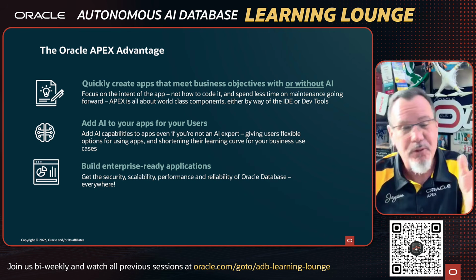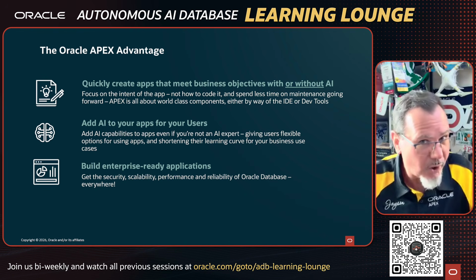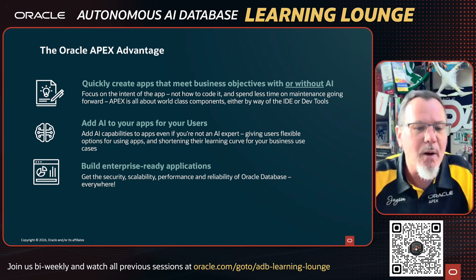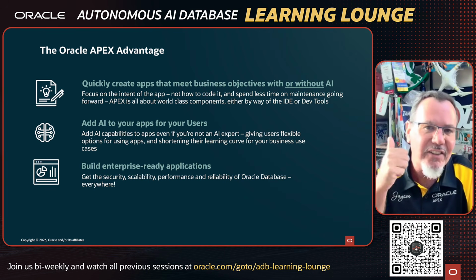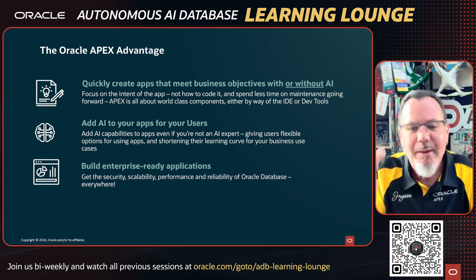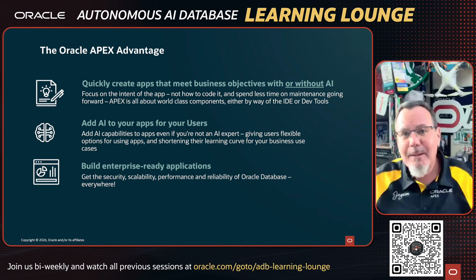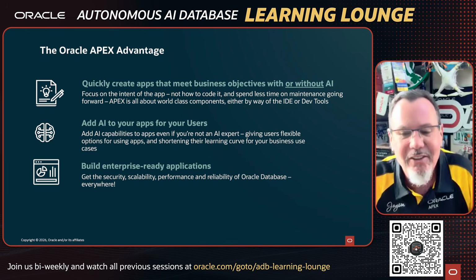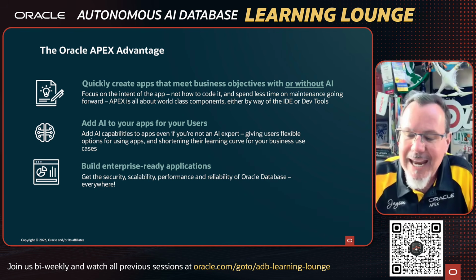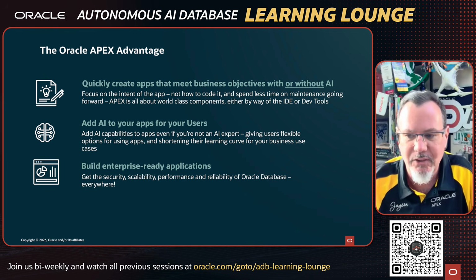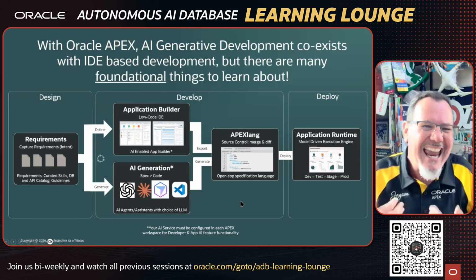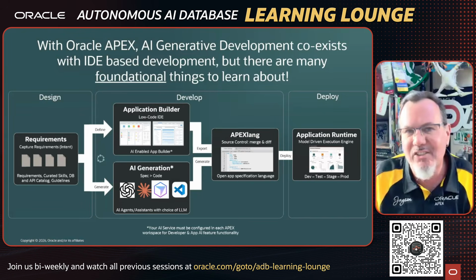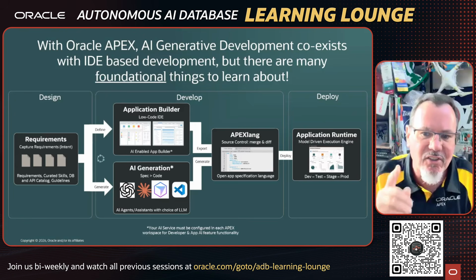Bar none, though, if you're using Oracle Autonomous Database or any flavor of Oracle database, you are benefiting from the APEX capacity of building enterprise-ready apps that get the security, proven scalability, performance, and the overall reliability of what has defined us as Oracle database from everywhere. And that includes the multi-cloud experience. Now, the overview of what I'm talking about is that with APEX, AI generative development coexists with the IDE-based development, but there are still many foundational things to learn about.